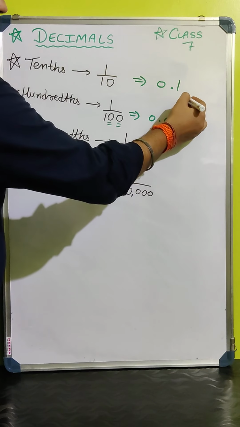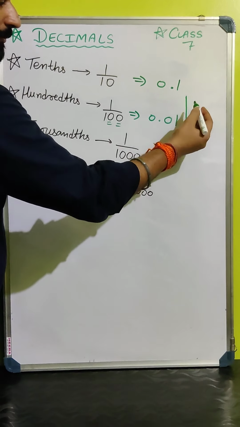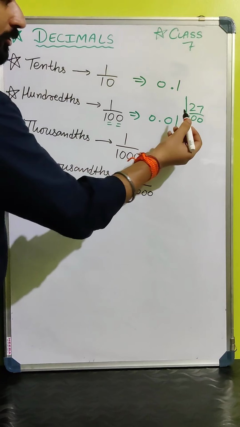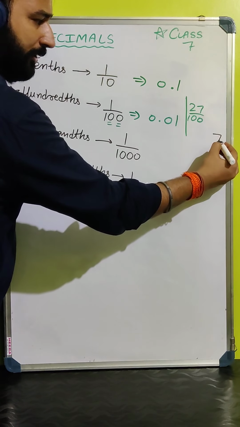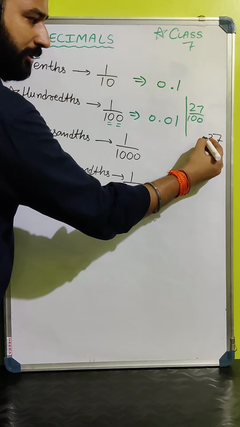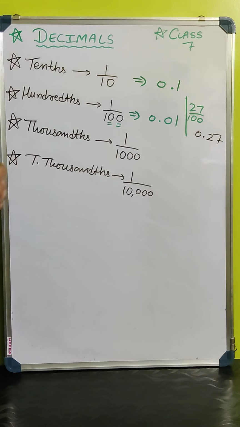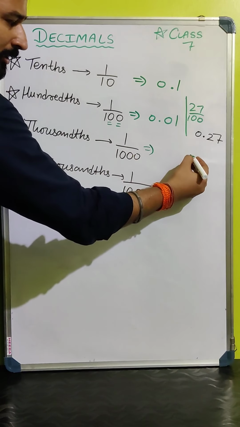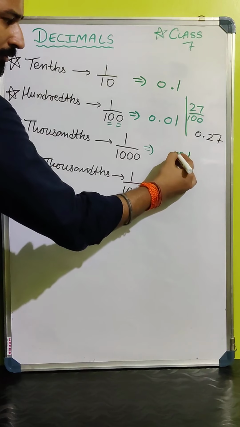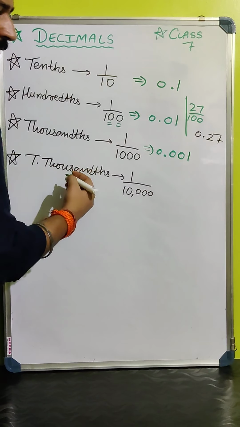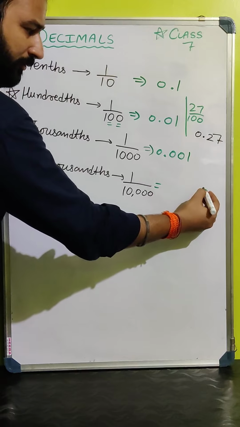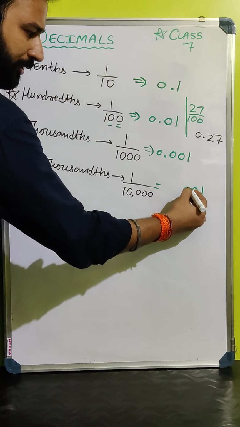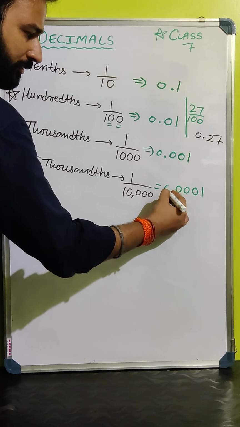If I write here 27 divided by 100, so what will you write here? You will take the decimal after 2 places, so it will be 7, 2, now 2 places complete, 0.27. Understood everyone? Now coming to the thousandth place, the decimal will come after 3 places, 1, 2, 3, and for ten-thousandth it is after 4 zeros, 1, 2, 3, 4.